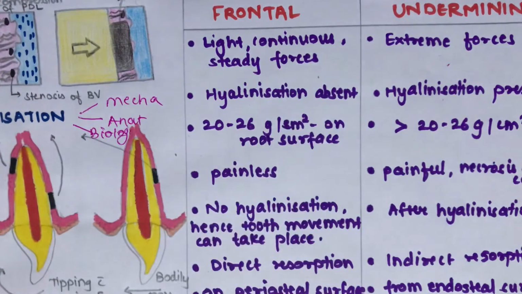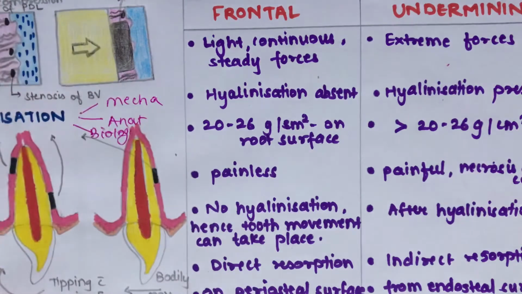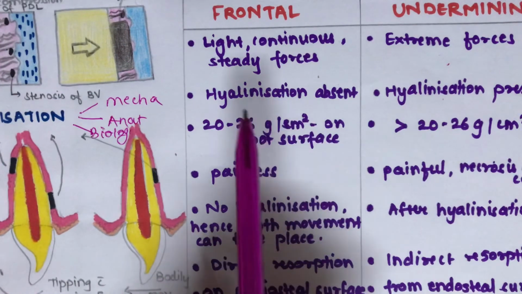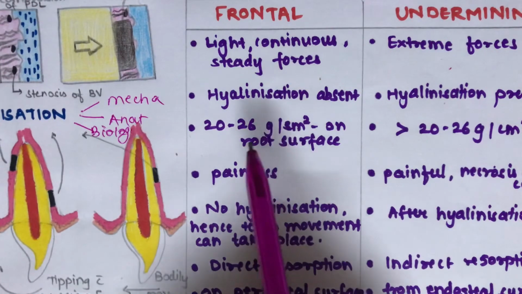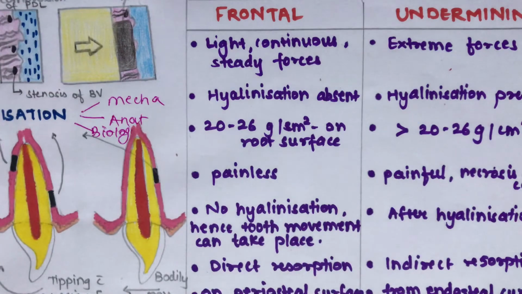So that means the PDL cells are vital, and hence the osteoclasts are formed in the PDL. The osteoclasts which are formed in the PDL will lead to the resorption and it will lead to the tooth movement. So as there is no hyalinization, this is possible only when the forces are close to the capillary pulse pressure, that is nothing but 20 to 26 grams per centimeter square on the root surface. So the hyalinization is absent only when the forces are close to the capillary pulse pressure of the PDL.